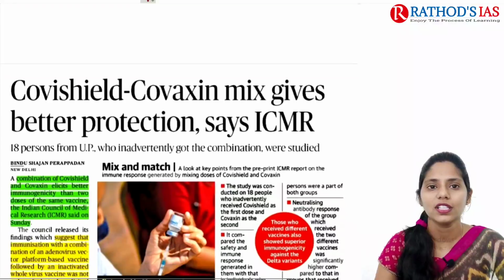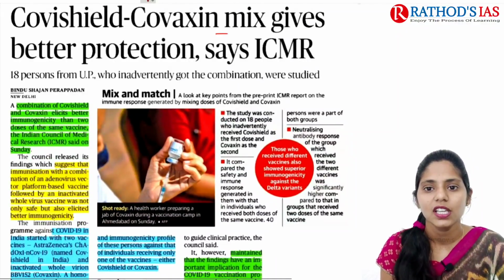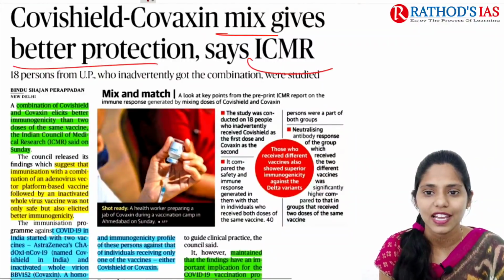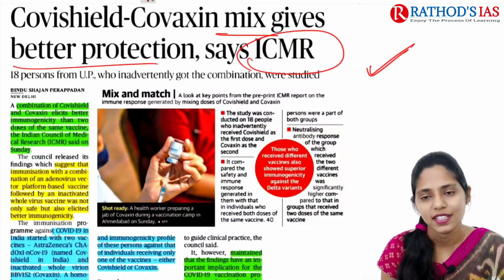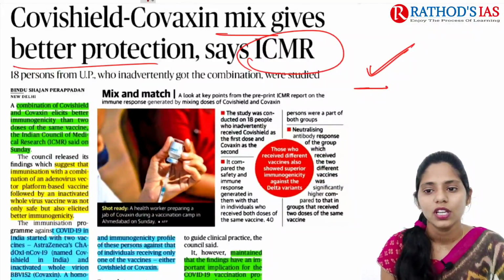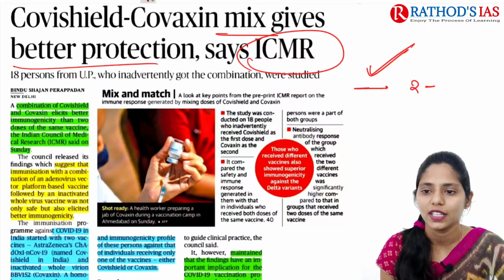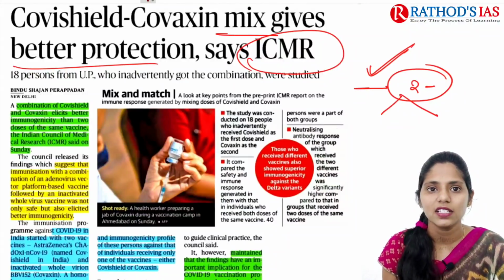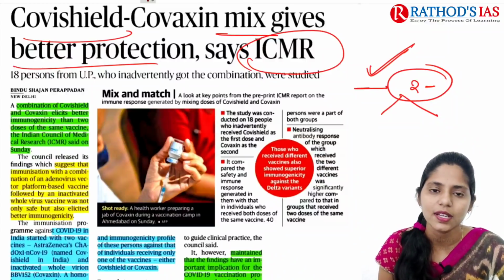Now let us move on to the next topic. The title says Covishield Covaxin mix gives better protection, says ICMR. So this article is talking about Covishield and Covaxin. As you all know, in India we have two vaccine candidates for COVID-19: the first one is Covishield and the second one is Covaxin, right?